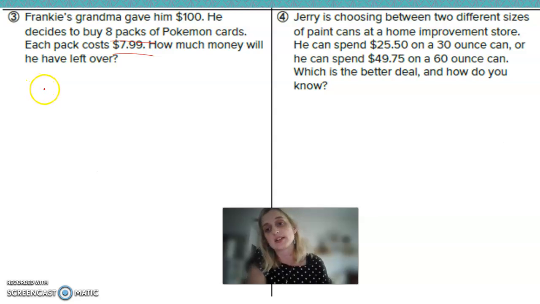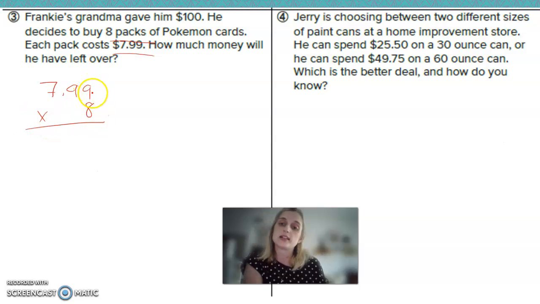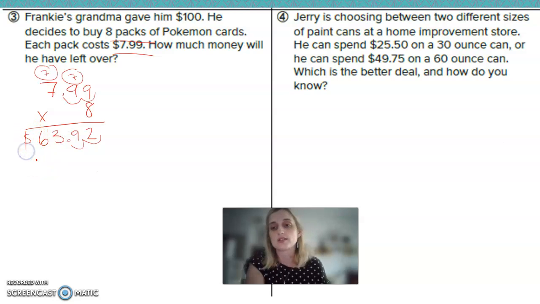1 pack costs $7.99. 8 packs is going to cost whatever $7.99 times 8 is. 8 times 9 is 72. We put our 2 here. Carry our 7. 8 times 9 is 72, plus 7 more is 79. 7 times 8 is 56, plus 7 is 63. And we have 2 place values behind our decimal. So 8 packs of cards cost $63.92.